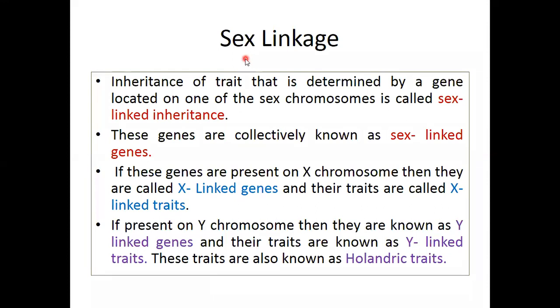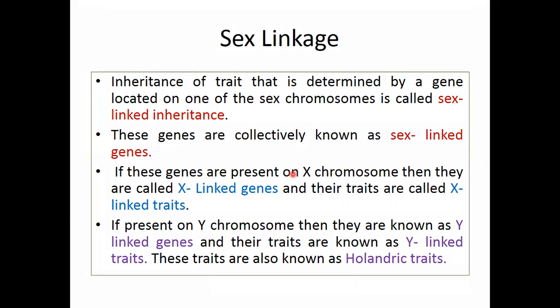Today's topic is about sex linkage. So, what is sex linkage? Inheritance of a trait that is determined by a gene located on one of the sex chromosomes is called sex-linked inheritance. All those genes that are present on sex chromosomes are collectively known as sex-linked genes. So sex-linked genes are responsible for sex-linked inheritance, and the inheritance of these genes is different for male and female.